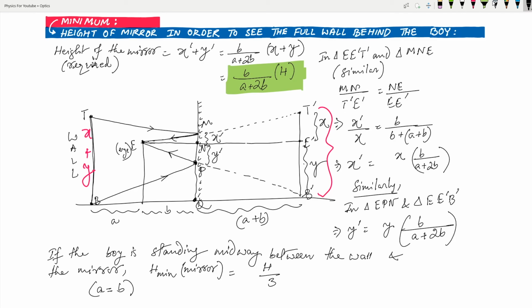Very important. When the boy is standing midway between the wall and the mirror, the minimum height of the mirror required in order to get the full image of the wall is H by 3, where H is equal to the height of the wall. I hope the concept is clear. If it is clear, then let's move forward, and if it's not clear, then just pause the video, go back and rewatch the video.